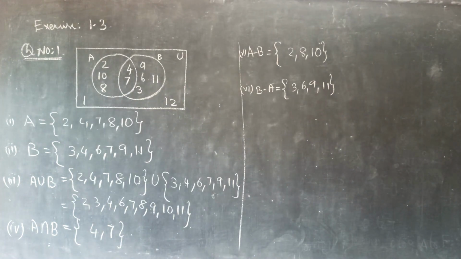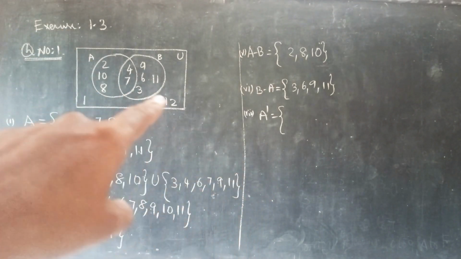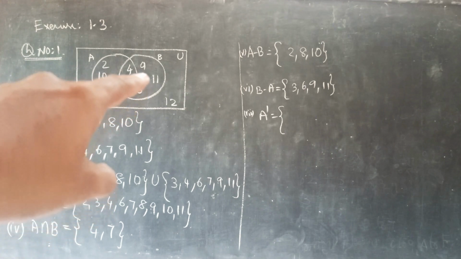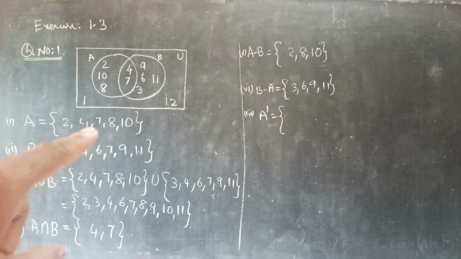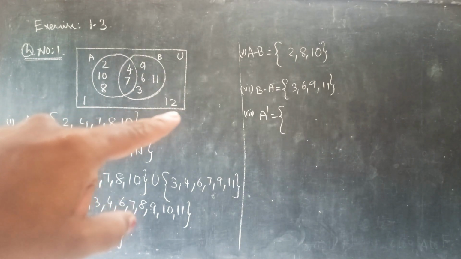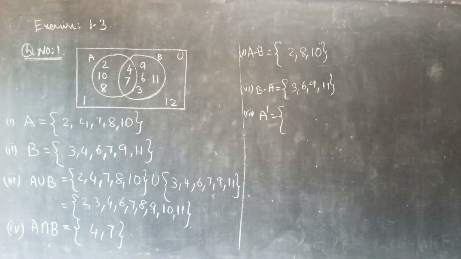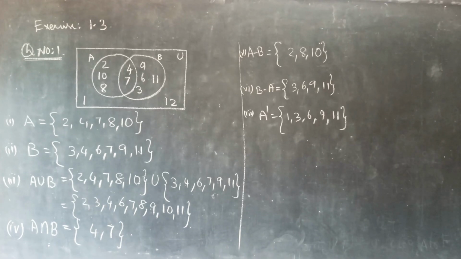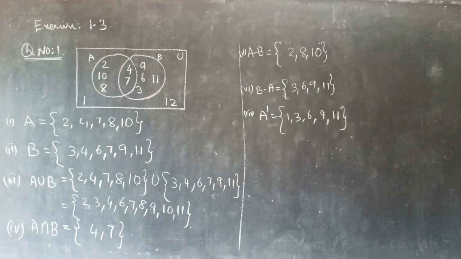Okay. Next. When we take the value of A dash, we do not consider A. The whole circle of A is not included. So elements other than A will be included. That is 1, 12, 3, 6, 9, 11. All the elements will be included. We try to write this in order. Again, the elements of A dash are 1, 3, 6, 9, 11, 12.